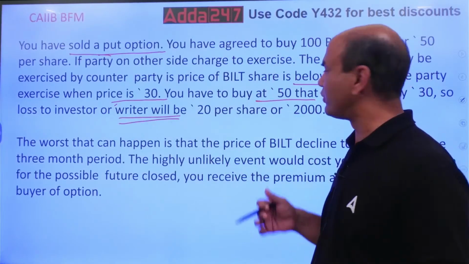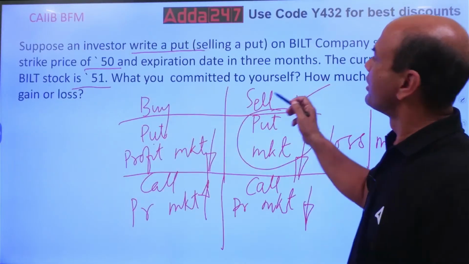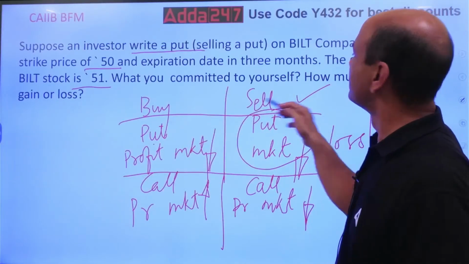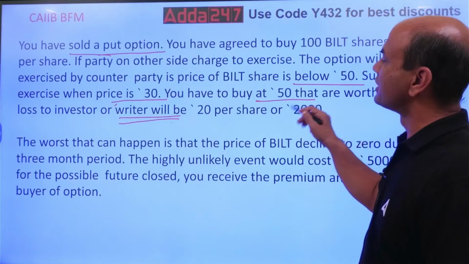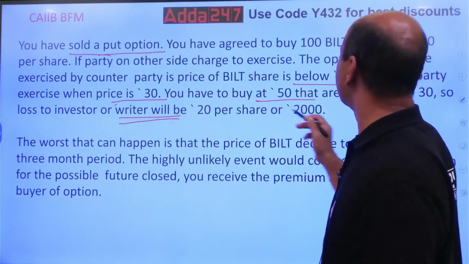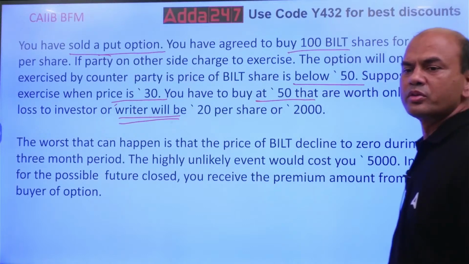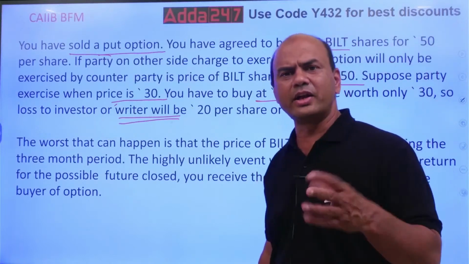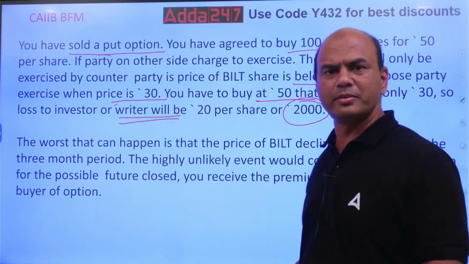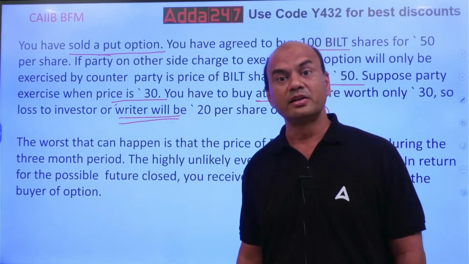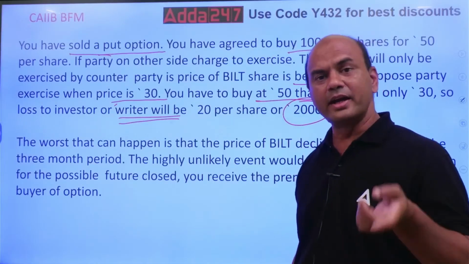Whatever the number of shares is, let's say 100 is given. So 20 into 100, that much will be my loss. So 2000 rupees will be my loss. So understand the concept of buying the put and selling the put.